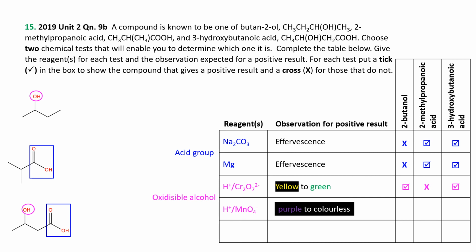We would not see it for the 2-methylpropanoic acid, because this OH is not an alcohol, it is an acid OH. A final little test, if we want, is we can recognize that we have a CH3COH group, which will give us a positive iodoform test. So we take the iodine and sodium hydroxide. If we have this group there, we'll get a yellow precipitate for 2-butanol or the 3-hydroxybutanoic acid, and we won't see that for the 2-methylpropanoic acid. So a nice, fun little question to end up with.